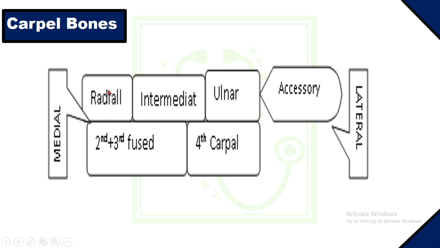The bone which is at the medial side in the proximal row is called the radial carpal bone, and this one is the intermediate carpal bone. This one is the ulnar carpal bone, and this is the accessory carpal bone. In the distal row, this carpal bone is formed by the fusion of the second and third carpal bones, and this one is the fourth carpal bone at the lateral side.